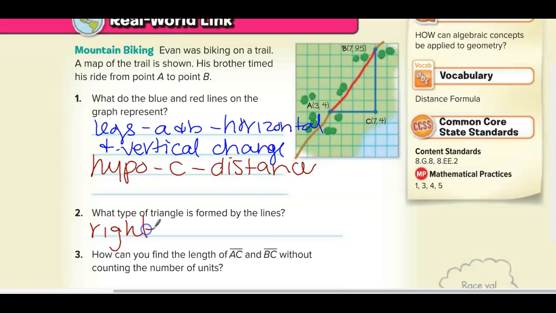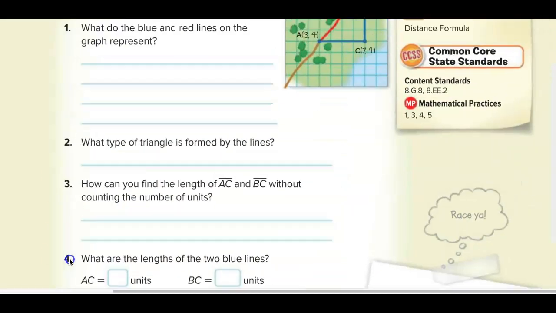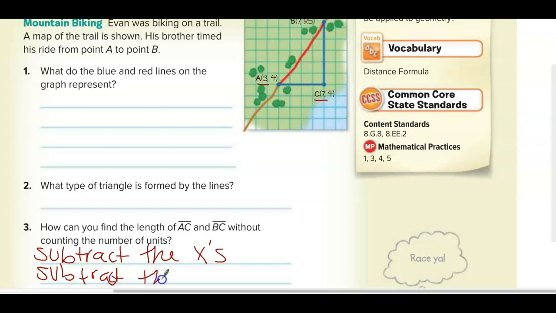And how did we say yesterday that we could figure out the length of AC and BC without counting the number of units? Subtract the X for A and C, and then for B and C, you can subtract the Y. So we can subtract the X's, so like these ones, right? Yeah. And then we could subtract the Y's, which would be this and this one, to figure out the vertical change, right? Yep. So this would be our horizontal, and this would be our vertical.